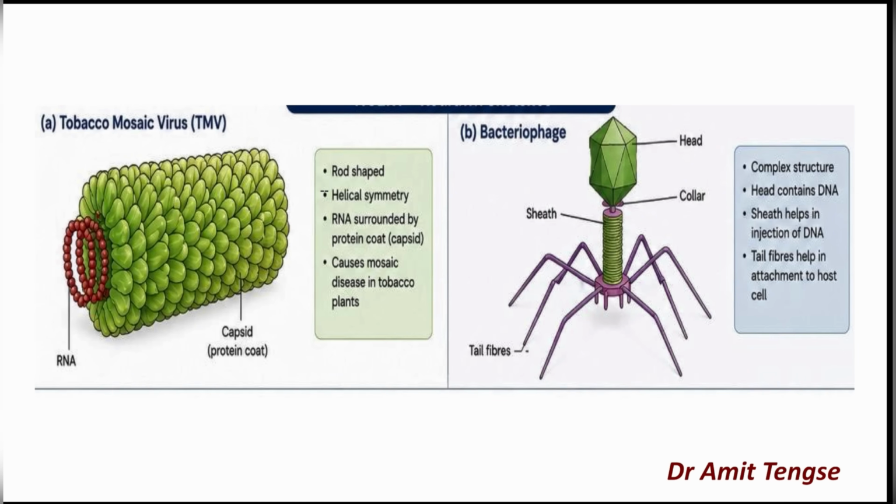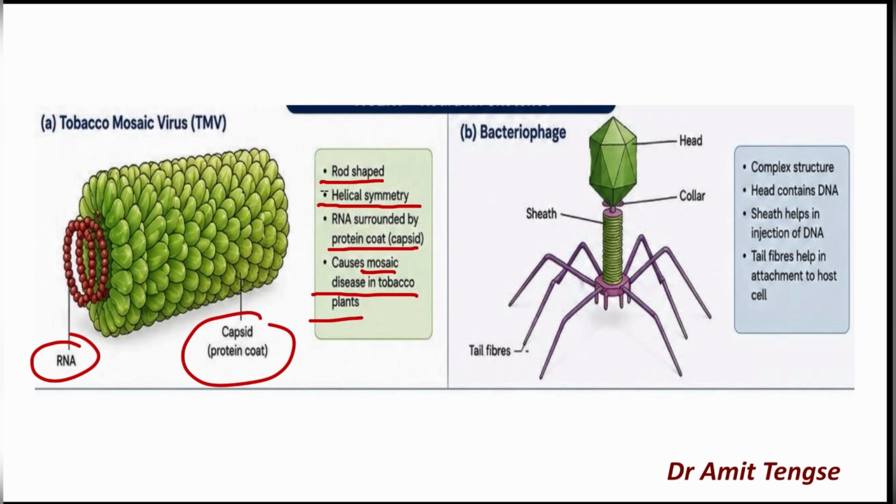Tobacco mosaic virus has RNA and a capsid, which is a protein coat. These are rod shaped with helical symmetry, and the RNA is surrounded by a protein coat called the capsid. It causes a mosaic disease in tobacco plants.